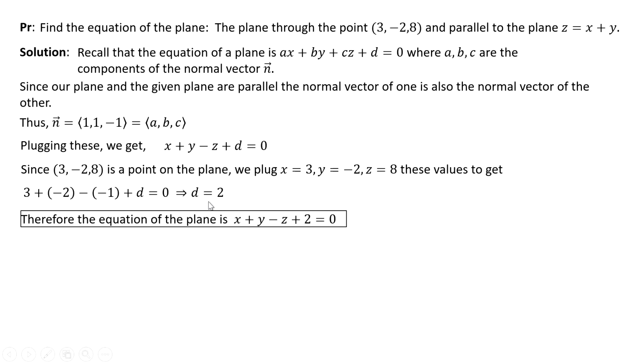Right? Notice again, for the original plane, z equals x plus y, or x plus y minus z equals 0, the d value happens to be 0. But for our plane, the d value happens to be 2. The rest is the same. The x plus y minus z part is the same. So different values of d, 0 and 2, gave us two different parallel planes. That's what I alluded to in the previous slide. Cool? Okay, moving on.